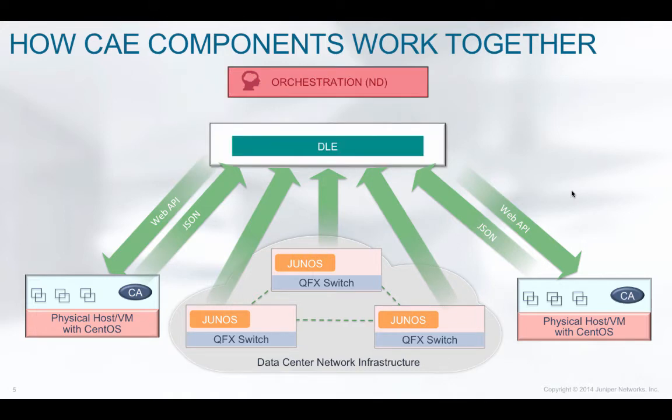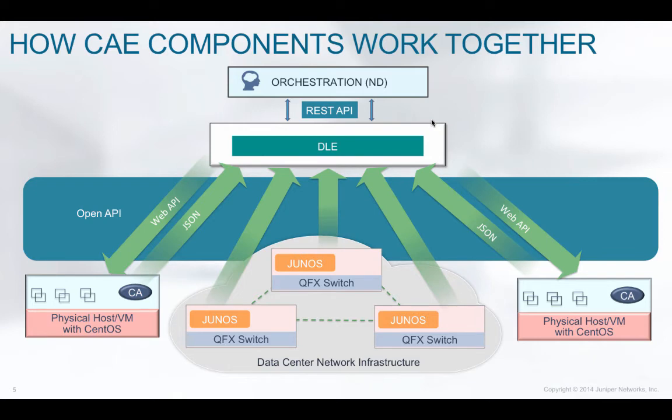The last component is the orchestration platform. In this case, Juniper's Network Director. Juniper's Network Director provides the GUI for initiating requests and is also responsible for visualizing the data collected from compute agents and network devices. The compute agent and DLE are based on open APIs. The compute agent exposes open northbound web API. You can use Juniper's DLE and ND to work with CA to collect the application-specific or VM-specific network statistics, or you can make your own custom orchestration platform communicate directly with the compute agent using the open web API.